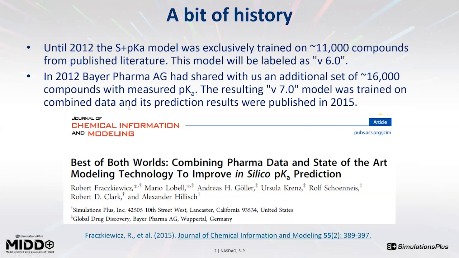In 2012, Bayer Pharmaceuticals had shared with us an additional set of about 16,000 compounds with measured pKa. We retrained the model with the combined data sets, and that resulted in version 7. We've published the description of the model and the results in 2005 in the Journal of Chemical Information and Modeling.